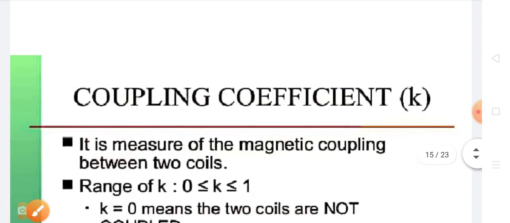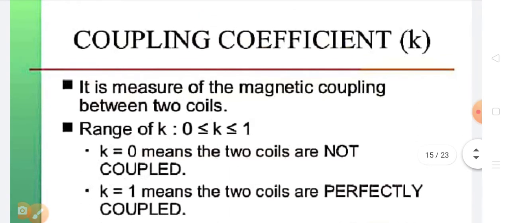Next one is the coefficient of coupling. The coefficient of coupling is the measurement of the magnetic coupling between the two coils.